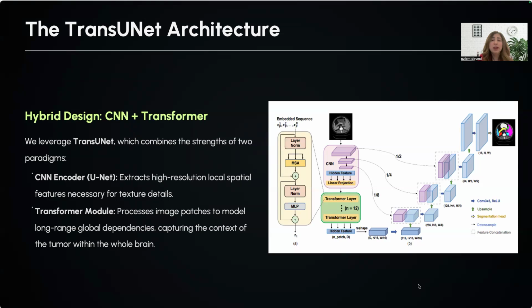In the middle, I integrated a transformer module. Unlike CNNs, transformers use self-attention to model long-range dependencies. This allows the network to understand the global context. Essentially, understanding where the tumor is relative to the entire brain structure.